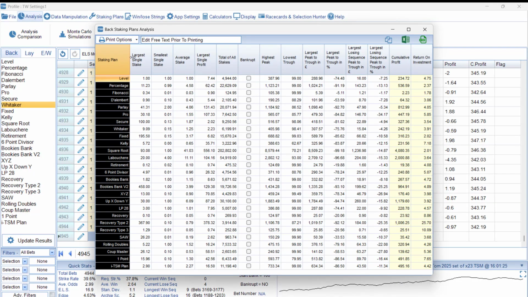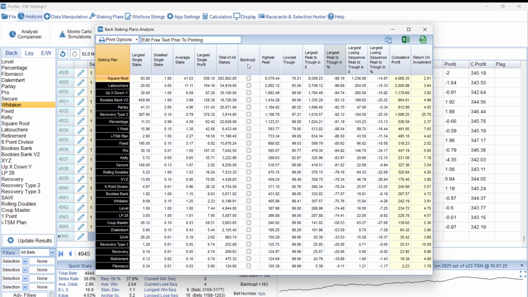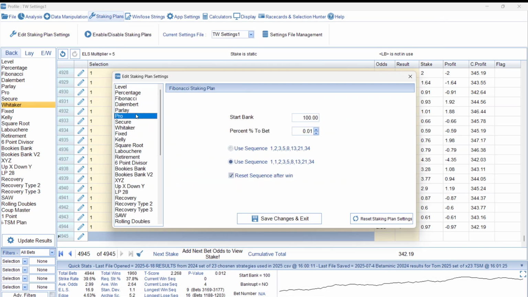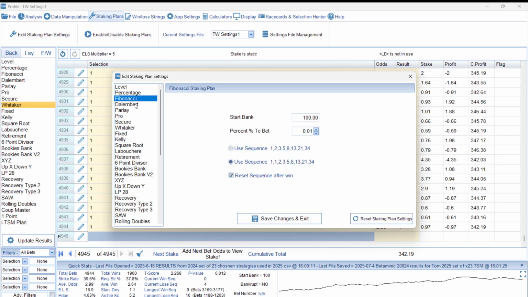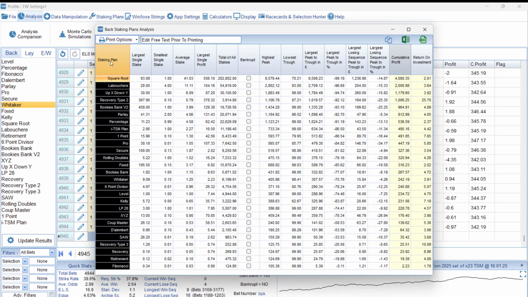So in TSM, you can click on Analysis Comparison, and you can rank strategies by different columns. I have edited the different staking plans to levels that I think are reasonably conservative and won't go bankrupt. And I can sort them and find out which staking plans have worked best. And I can see the lowest trough, like how low did the bank go whilst it was following that staking plan. And I can see what the largest and smallest stakes were.